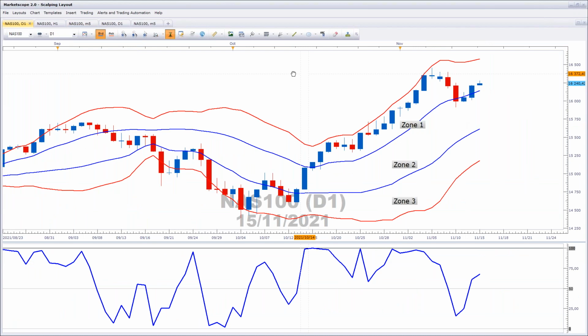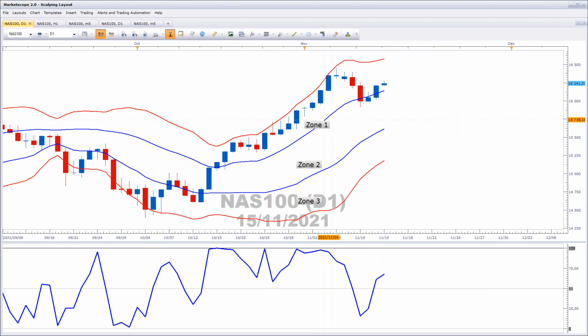All right, so on the daily chart, I'm mainly looking just to see the direction of the fast stochastic. It's pointing in the right direction in terms of the zone 1 position. Let's just go down to the hourly and see what's going on here.